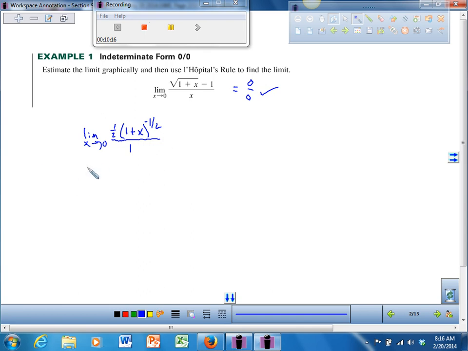So if I simplify it, it is the limit as x approaches 0 of 1 over 2 root 1 plus x, and that is over 1. That's what you read. All right. So when I plug in 0, what do I get now? I get 1/2. And we are done. That is the limit.